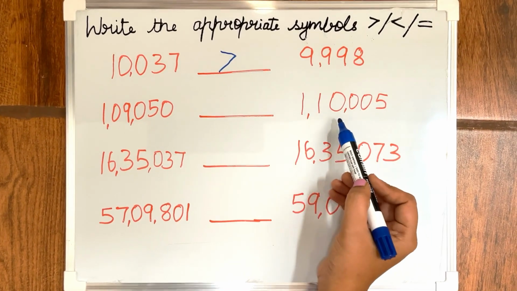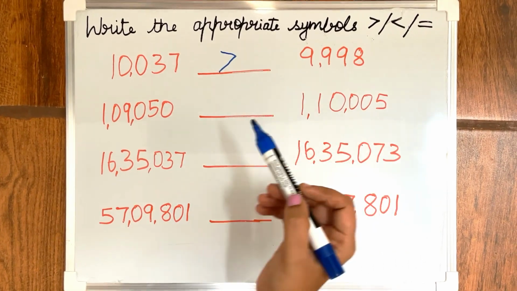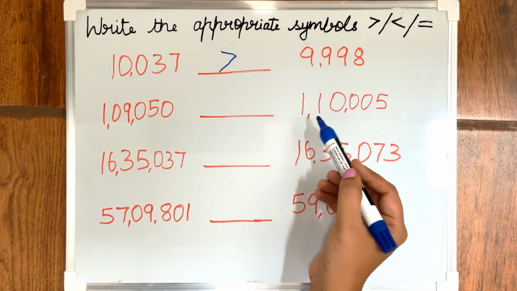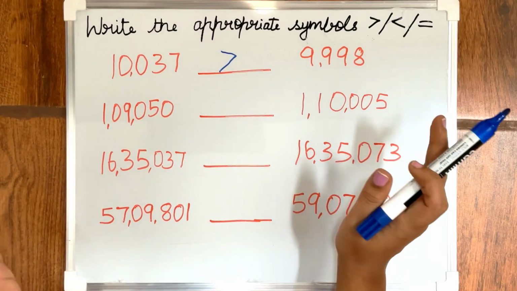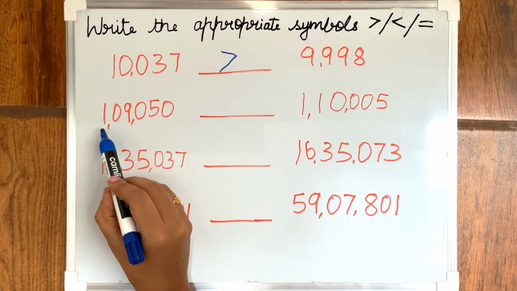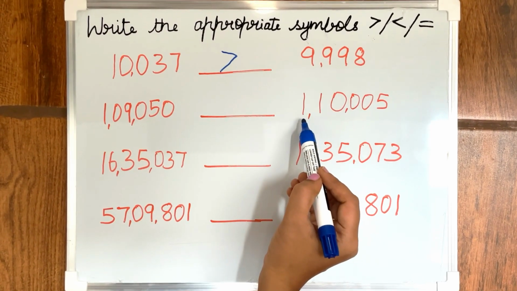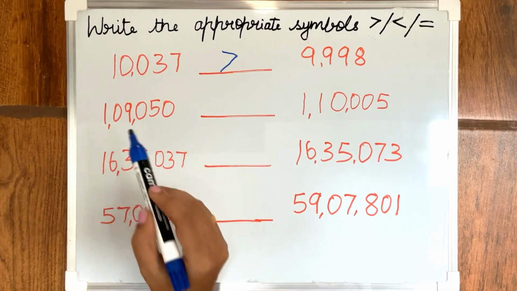Next, 1,09,050, 1,10,005. So which is greater, 1,09,000 or 1,10,000? First we have to compare the lakhs period. So the lakhs periods are the same, 1 and 1. Next move on to the thousands period.